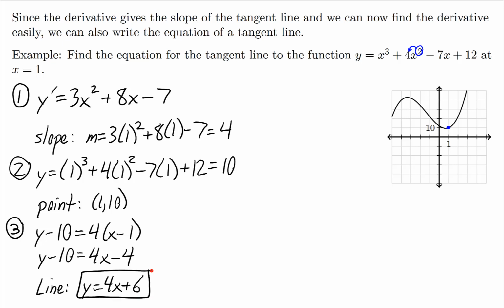So that's a three-step process for a tangent line. 1, find the slope, 2, find the point, and 3, find the equation of the line. And since I have this nice graph here, let's go ahead and point out the y-intercept would be 6, and we can try to draw the equation of the line. So that's the equation of the tangent line and the graph of the tangent line, and now we actually have a really clean picture of what that looks like.